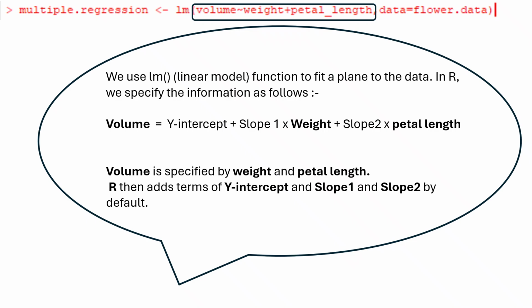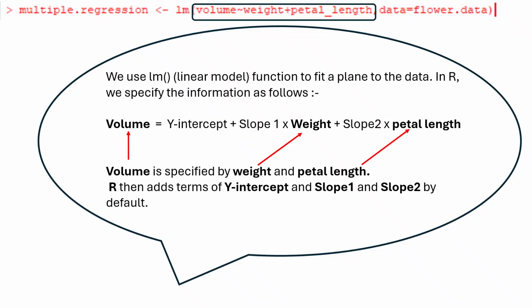Since there are these two independent variables, weight and petal length, which would be predicting this dependent variable, that is volume. That is, volume would be specified by weight and petal length. And R, as it did before, will add the terms of y-intercept and the slope 1 and slope 2 by default.